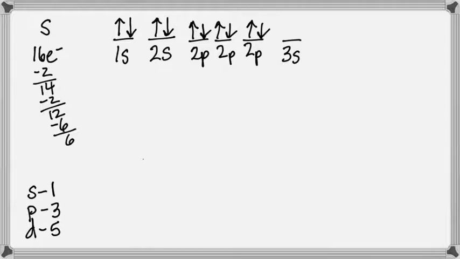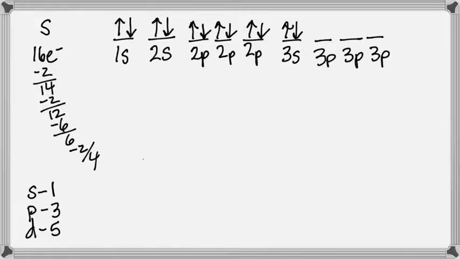3s. Again, that s sublevel only has 1 orbital, 2 electrons. And after 3s is 3p. Must represent all orbitals for a p sublevel. We need 4 more electrons. 1, 2, 3, 4. That is the orbital notation for sulfur.